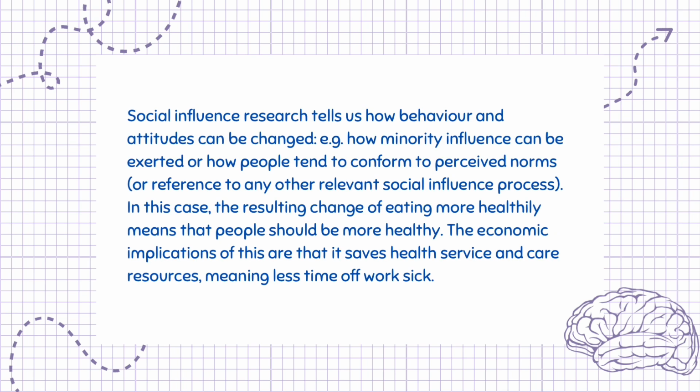Social influence research tells us how behavior and attitudes can be changed, e.g. how minority influence can be exerted or how people tend to conform to perceived norms, or reference to any other relevant social influence process. In this case, the resulting change of eating more healthily means that people should be more healthy. The economic implications of this are that it saves health service and care resources, meaning less time off work sick.